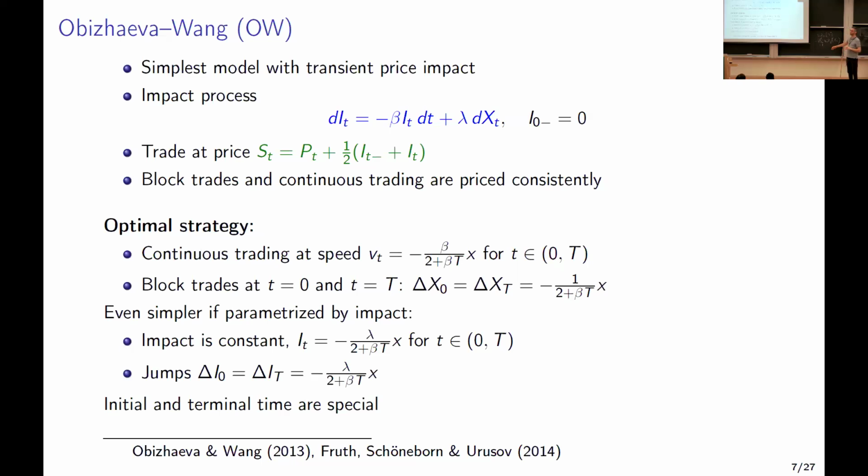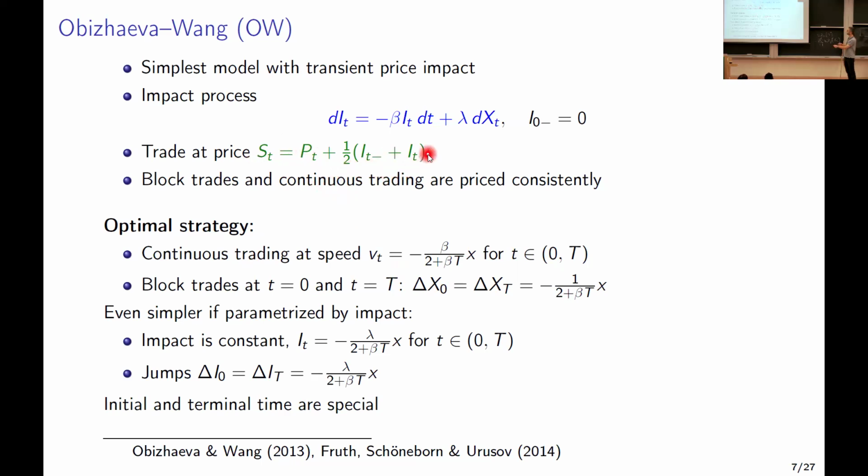The idea is we model how much we are pushing the price away from where it would be if we were not trading. So that I is exactly the dislocation of the price caused by us, by our trading. The second line is saying what I just said: the actual price is this fundamental price plus I. I is the impact process.